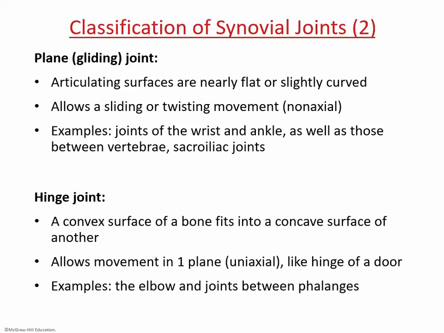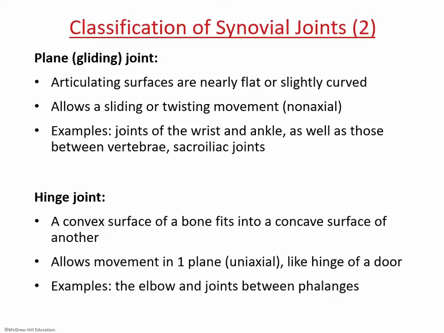Now, neither of those joints allow any gliding movement. What allows that is a plane joint. And plane joints have really, for all intents and purposes, flat surfaces. And it allows a sliding, maybe somewhat of a twisting motion to happen. It's like sliding a glass along a bar. The glass doesn't tip. It doesn't change angles to the bar at all. It just translates. It just glides along.